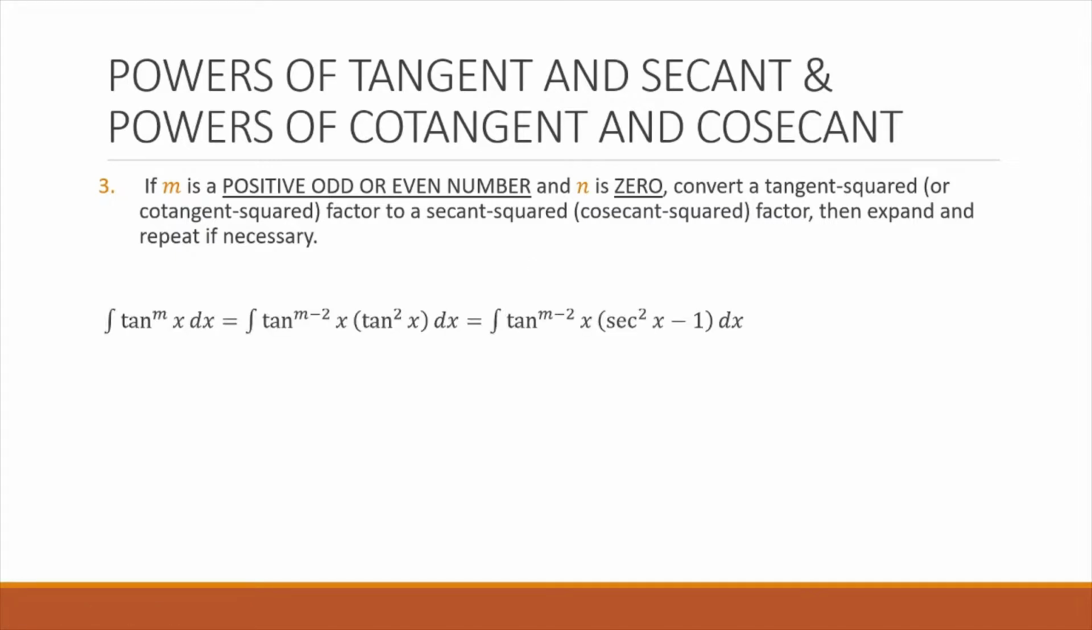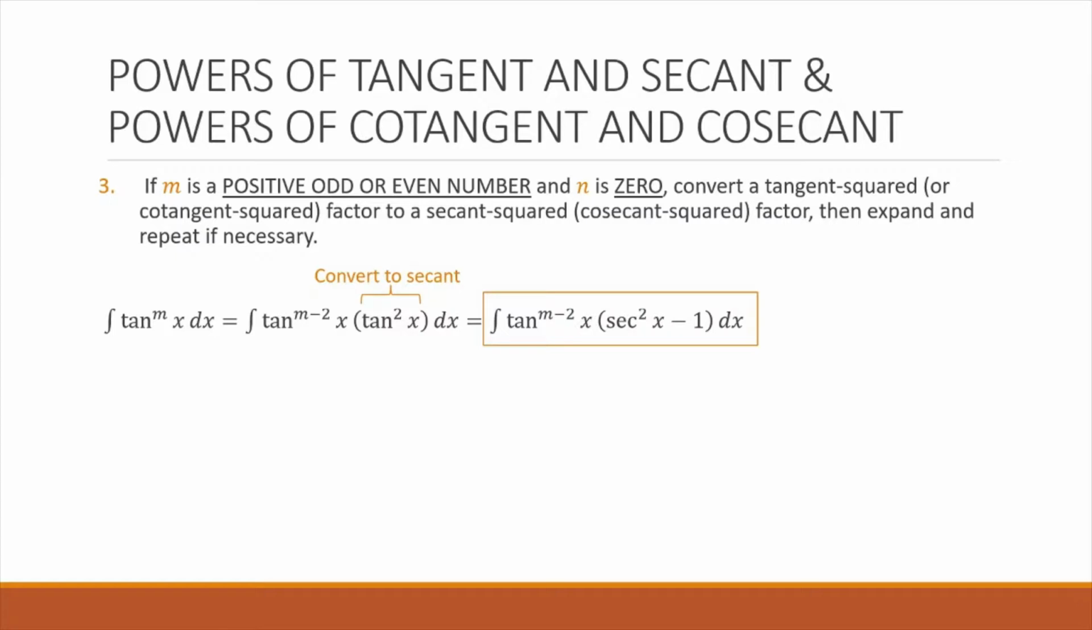Okay? So from tangent raised to m, we subtract 2 because we'll have to isolate tangent squared. And then from tangent squared, we use the Pythagorean identity. Okay? Then convert to secant.